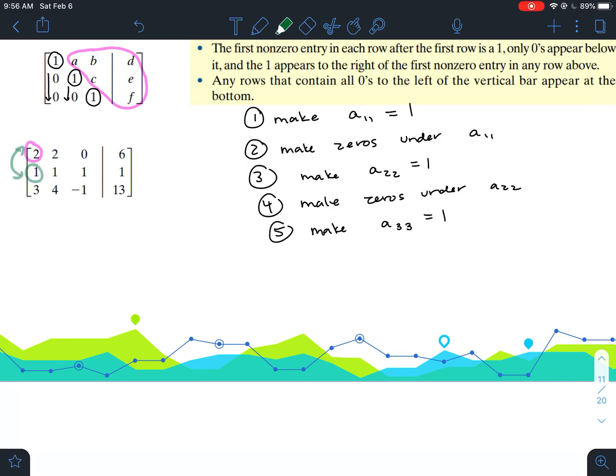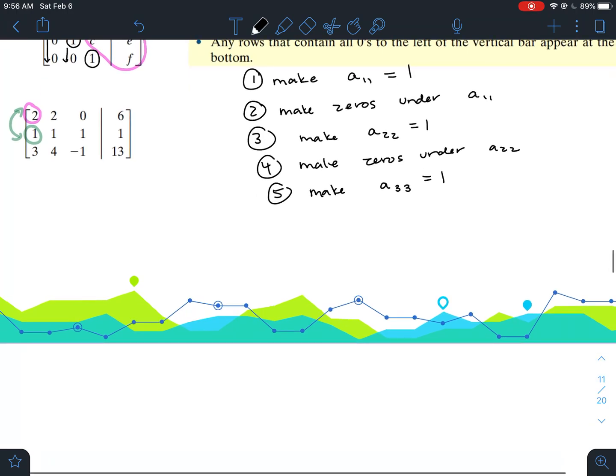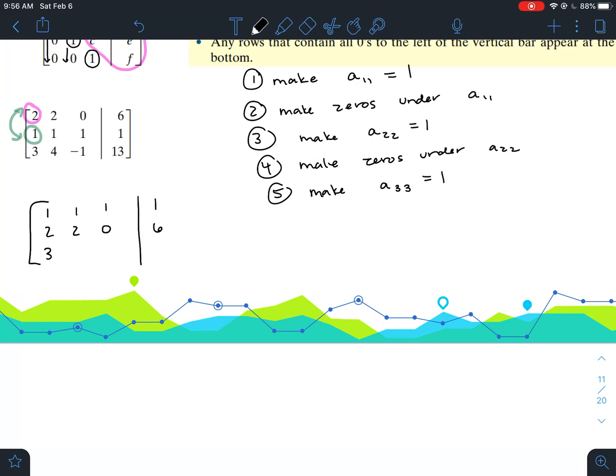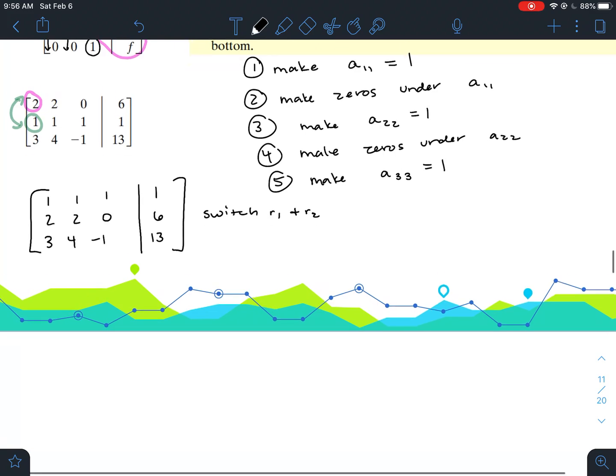So what I want to do is I'm going to interchange row 2 with row 1. So I'm going to switch row 2 with row 1. So now my new matrix is going to be, if I switch row 2 and row 1, my first row is now going to be 1, 1, 1, 1. And then my second row would be 2, 2, 0, and 6. And then my third row would stay 3, 4, negative 1, and 13. So all I did was I switched row 1 and row 2. And you can kind of write off on the side what you're doing every step.